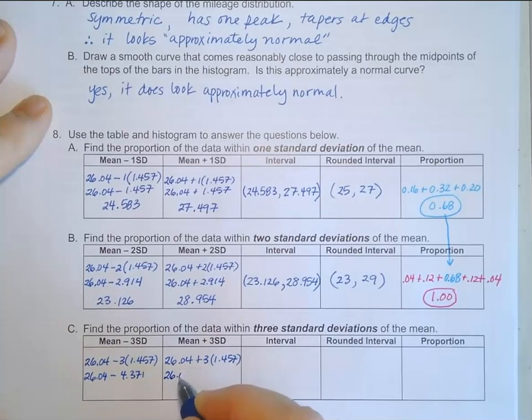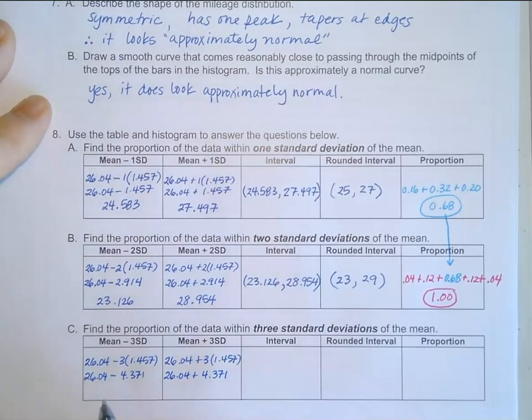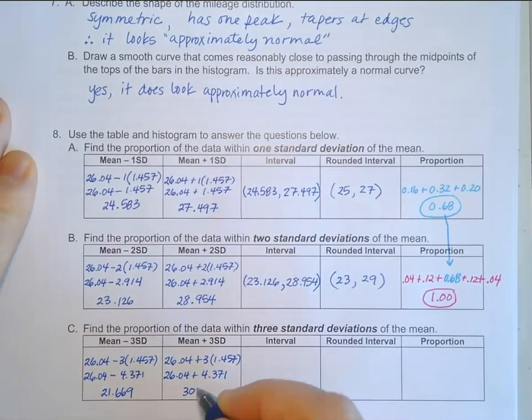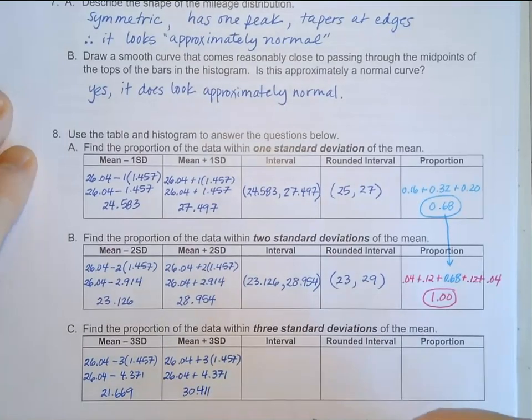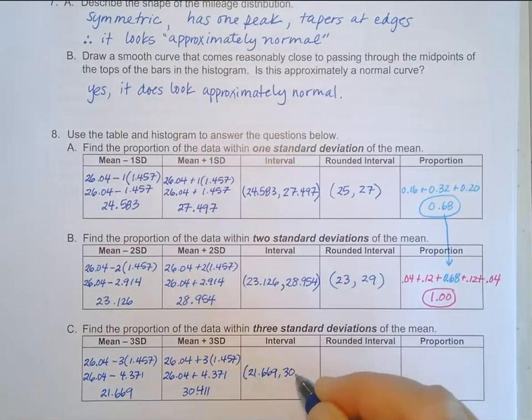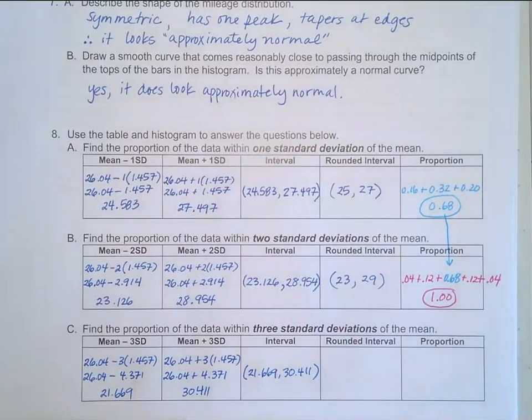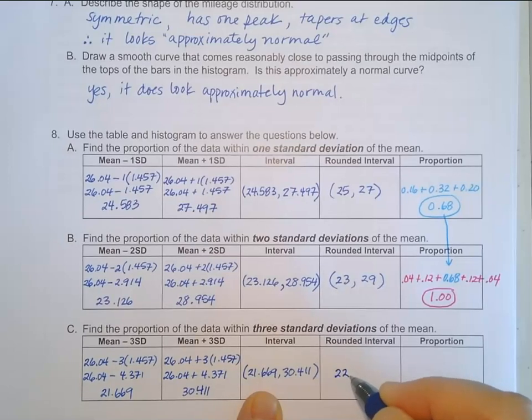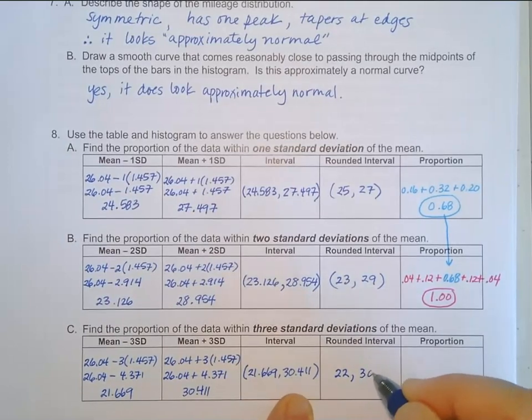So this is going to be 26.04 plus that 4.371. So when I subtract the two numbers here, I get 21.669. And when I add the numbers, I get 30.411. So my interval here is 21.669 to 30.411. And then if I round those intervals, that'll be 22 to 30.